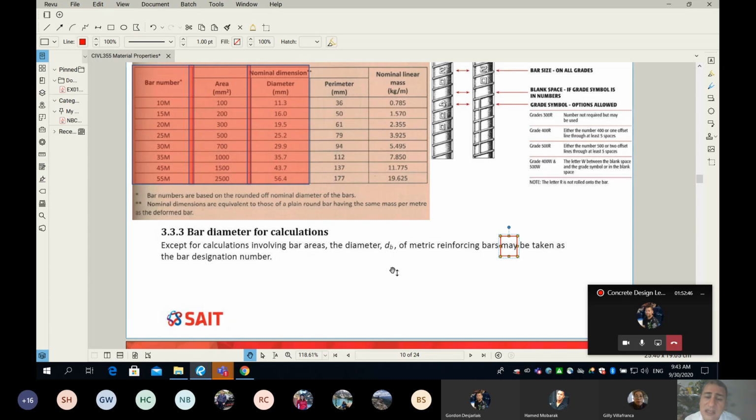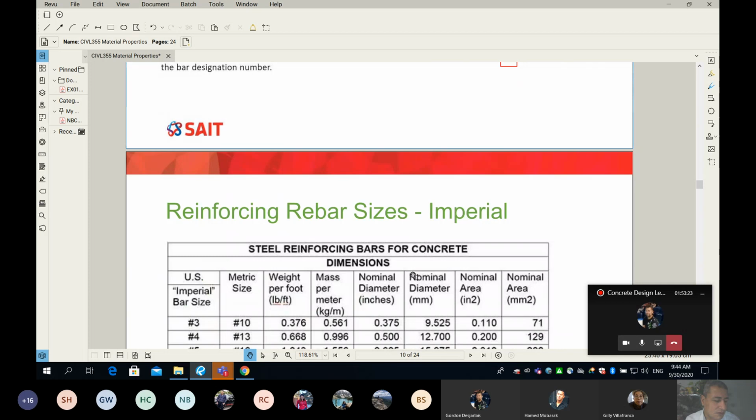But let me agree with you guys. Please write it down. Anytime in my course, I'm trying to make your life easier, because every time you need to find the diameter, you have to go to this table. However, if you use 15 millimeter as the diameter, then this will make your life easy. So let's agree. In my course, please use the bar designation for the bar diameter, which means in my calculations, if I need the diameter for the 15M, I know it is 16 millimeter, but again, use 15 because that's the code allowance. The code allows us to do that.